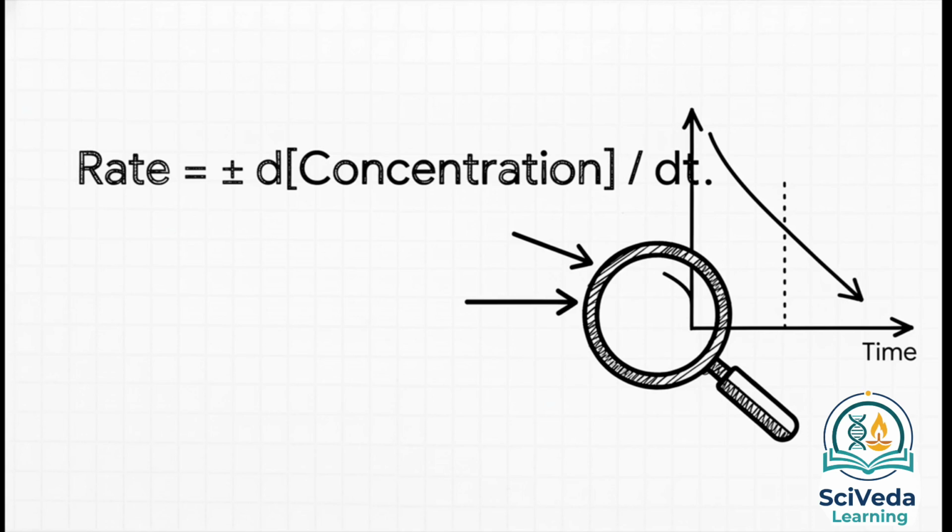Now, don't let the math here scare you. I promise this is just a fancy way of writing what we just saw on the graph. That little d just means a tiny instantaneous change in. So all this equation is saying is that the rate is the instantaneous change in concentration over an instantaneous moment of time. It's the perfect mathematical way to describe that slope we just talked about.